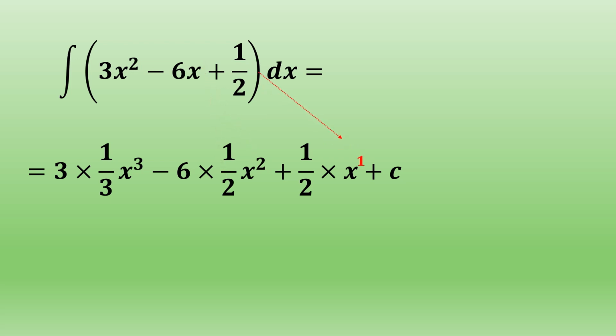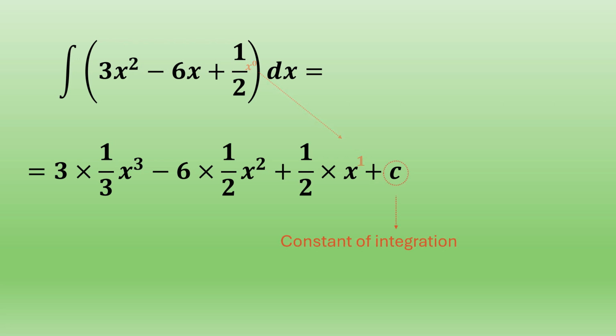And the last term, the constant, will produce the linear term, just x. How come? The reason is that you can imagine x to the power of 0 to be present. And x to the power of 0 is equal to 1, so this does not change anything in the original expression. 0 in the exponent turned into 1, simply following the rule for integration of polynomials.